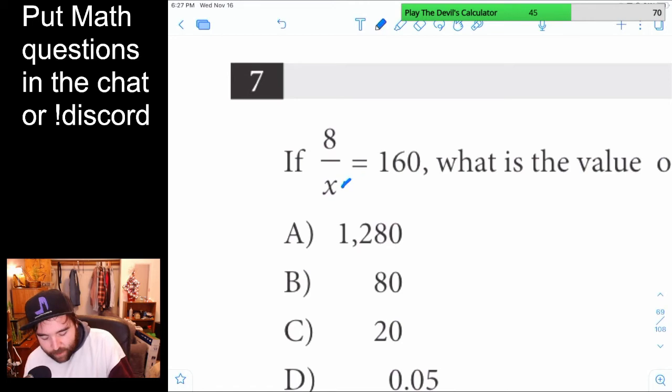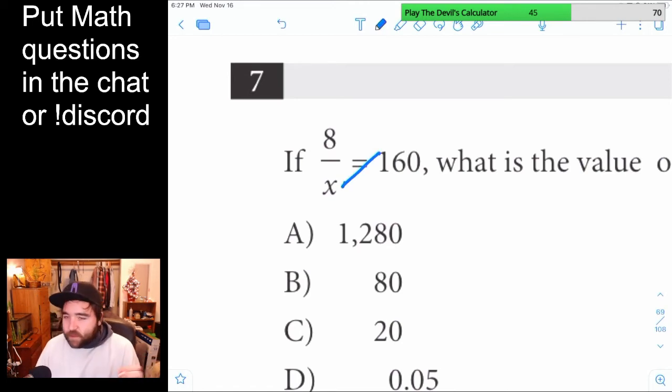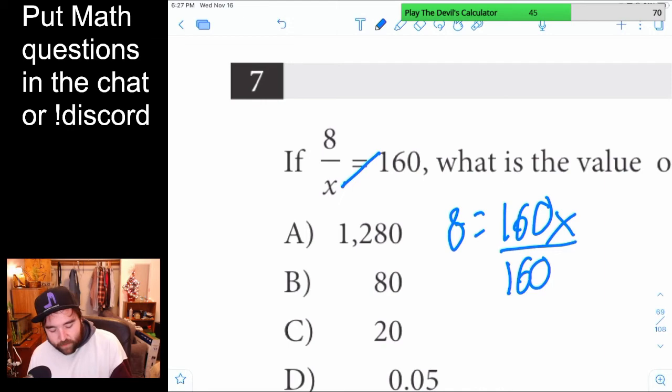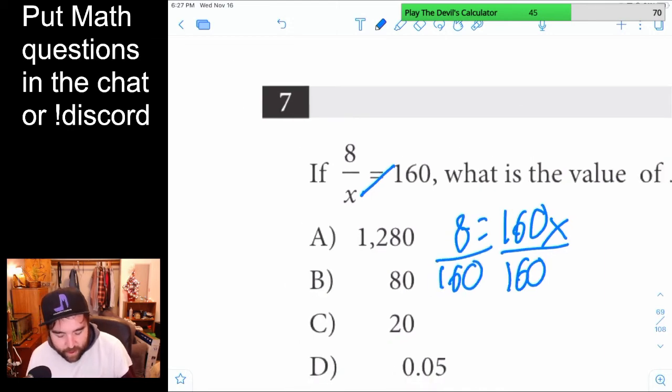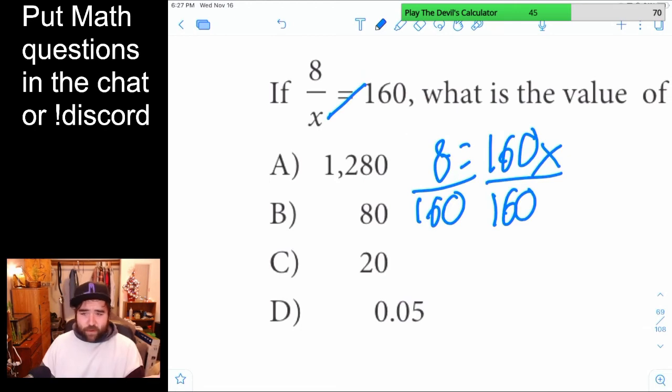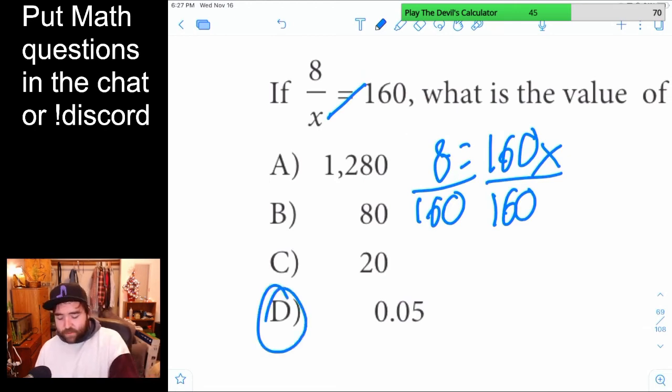I would multiply. Anytime I have fractions, I often like to multiply to get rid of the fractions. We have 8 equals 160x. So then to get x by itself, we're dividing both sides by 160. That might be tough to do in your head, but it's definitely less than 1, right? And there's only one answer choice that's less than 1. So we'll go with D.